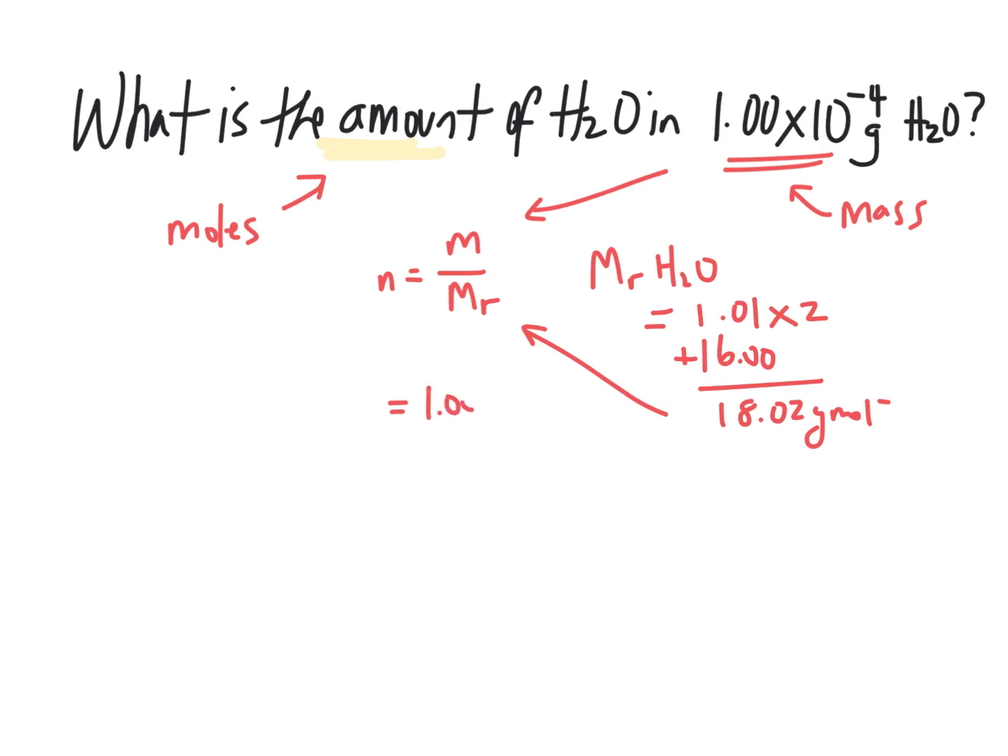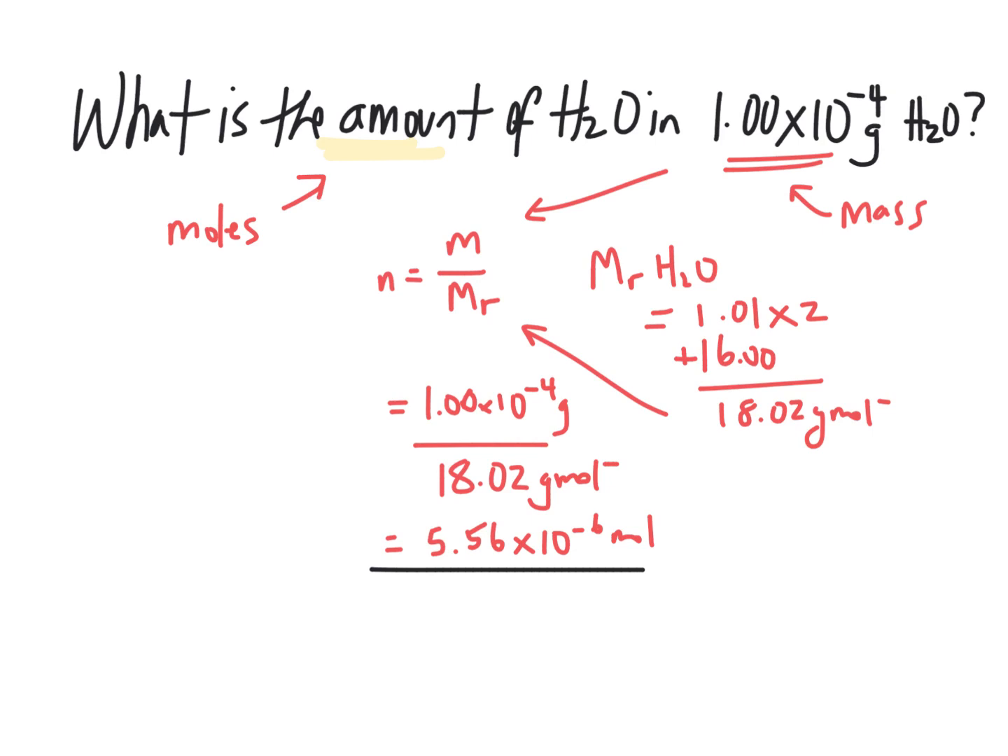So 1.00 times 10 to the minus 4 grams divided by 18.02. Pump that into your calculator and you'll get 5.56 times 10 to the minus 6 moles. So in a 1.0 times 10 to the minus 4 gram sample of water, that represents 5.56 times 10 to the minus 6 moles of water.